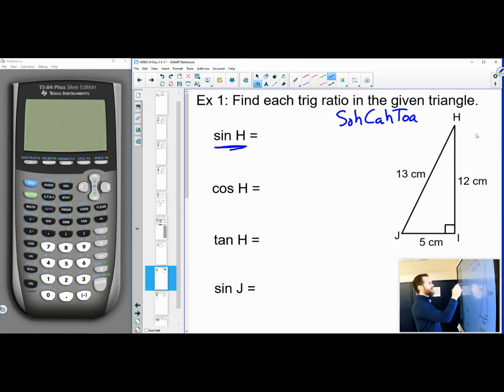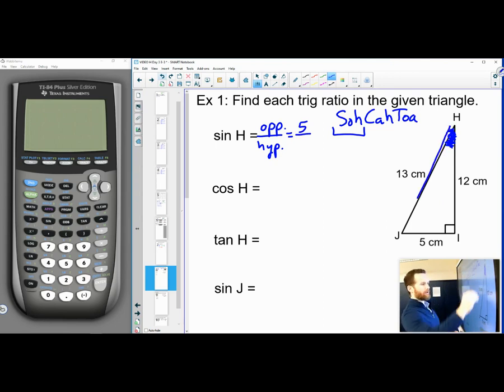Now, this is sine of H. That's first up. So we're talking about angle H. So we're sitting on that angle. That's our reference angle. And sine, if we look at SOHCAHTOA, which is very similar to PEMDAS, it's O over H. So that's opposite compared to the hypotenuse. And let's see. Opposite of H, if we go across from H, that's 5, over the hypotenuse, that's 13.